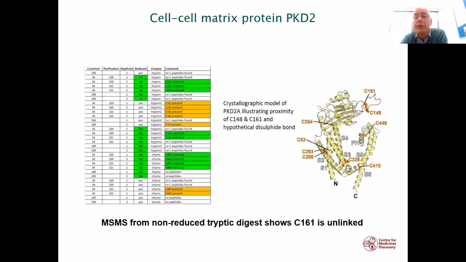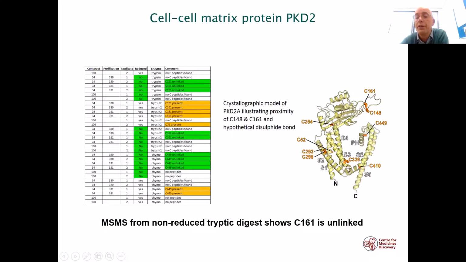This is PKD2 again. If you watch the structural mass spectrometry presentation, we went through how this was done. And this is an example of using mass spectrometry to determine whether this potential disulfide bond is real or not.